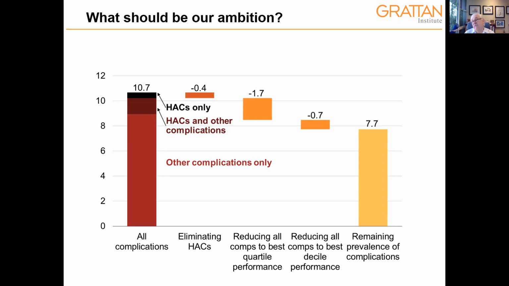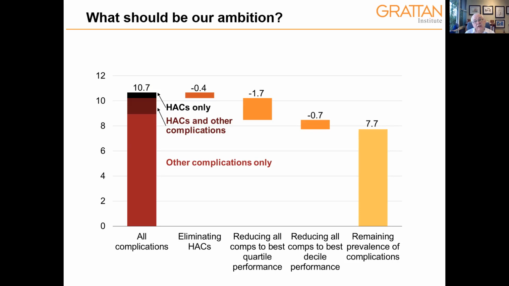And we were saying, obviously not all of these can be prevented by any stretch of the imagination, but some hospitals do better than others. So what would happen if we got the rate of these down to the rate we see in the best quartile or the best decile? We'd have a much bigger impact on reducing hospital-acquired diagnoses.